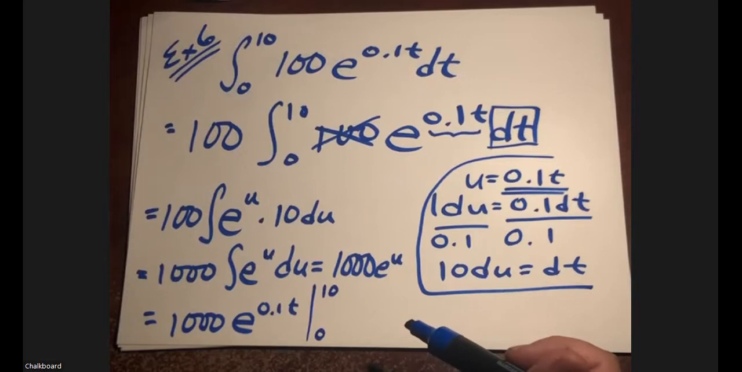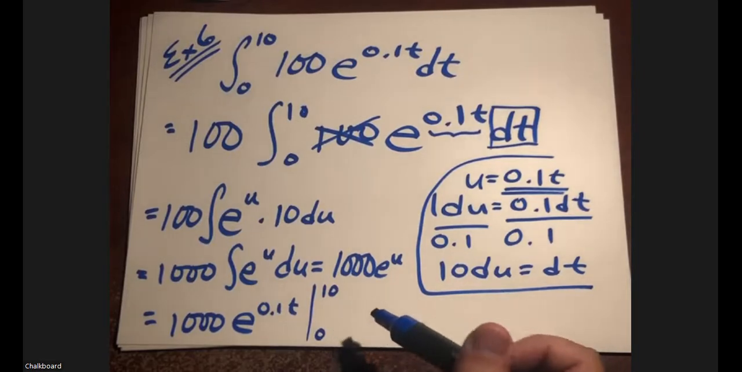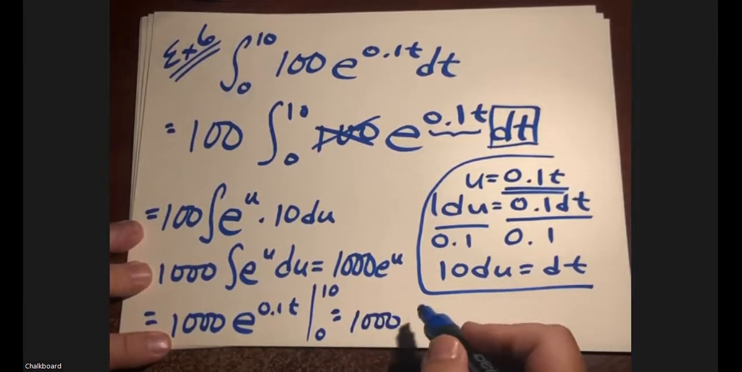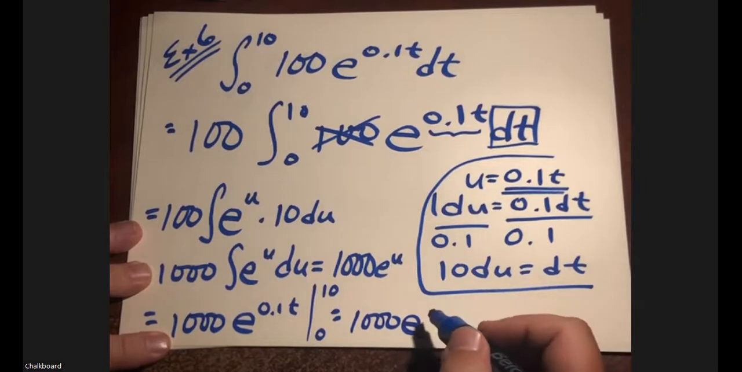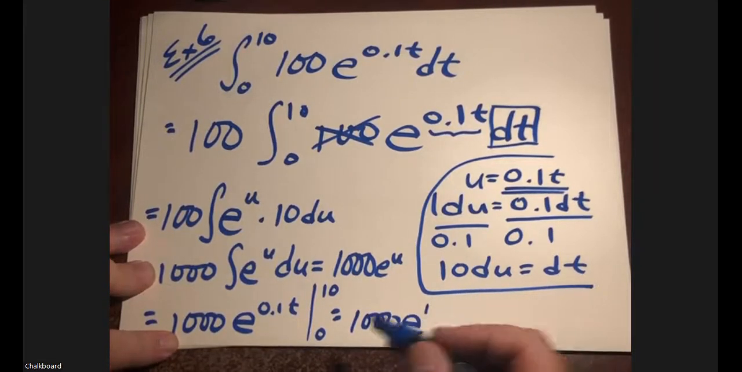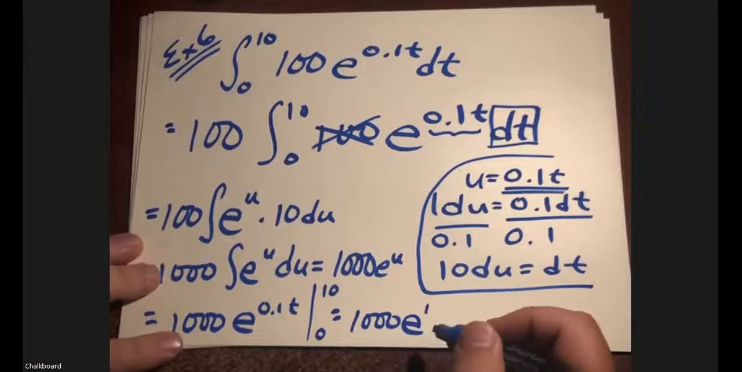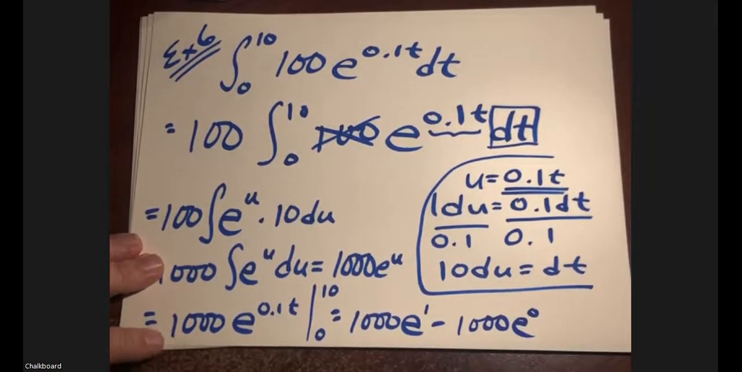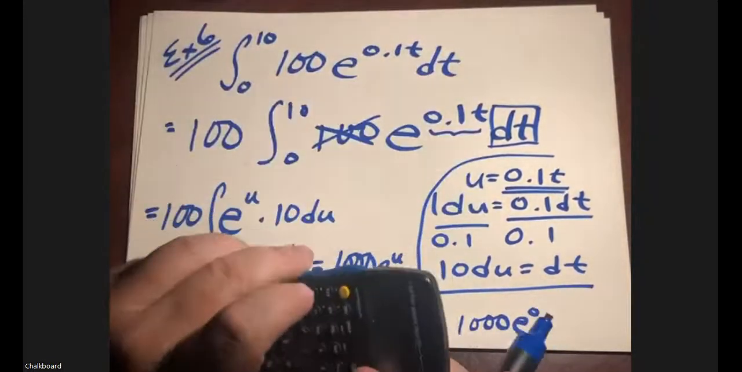So when you put a 10 in there for t, it becomes 1,000 e to the 1. When you put a 0 in there, it becomes 1,000 e to the 0. Now, what is e to the 1? We can use our calculator to get that. Let me show you how to do that.